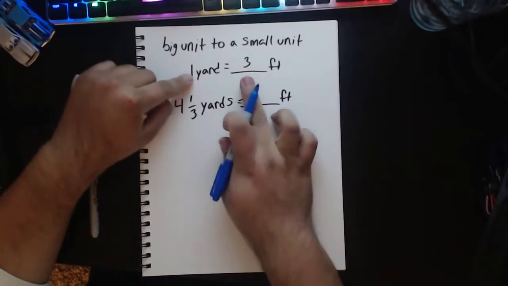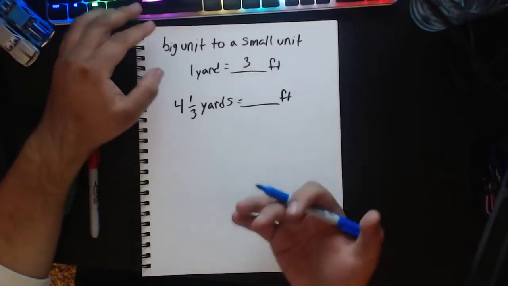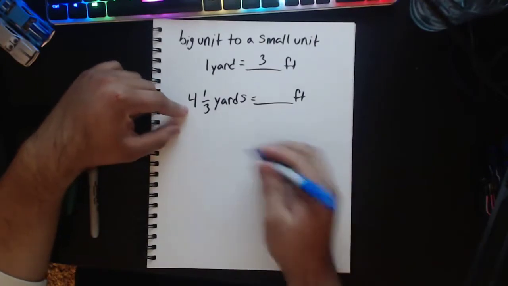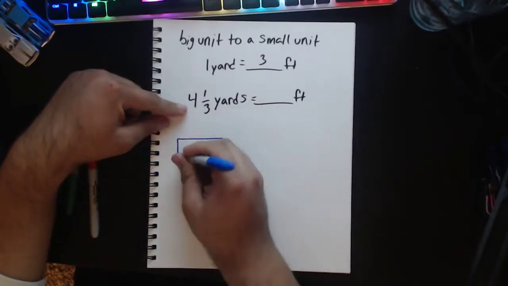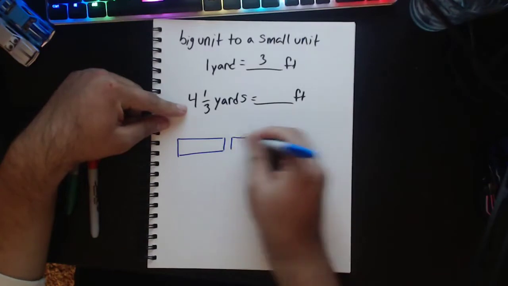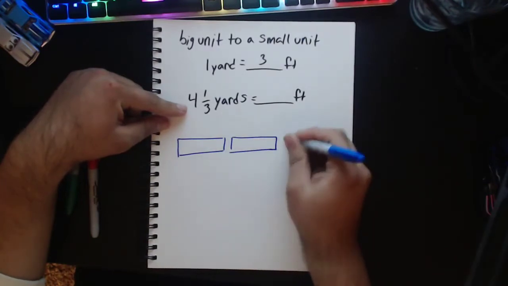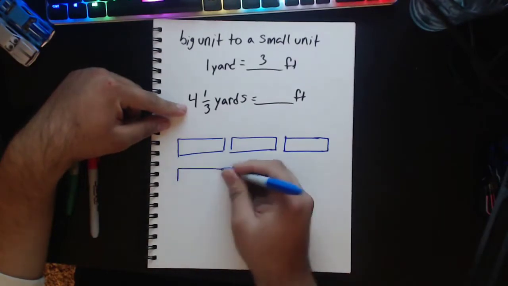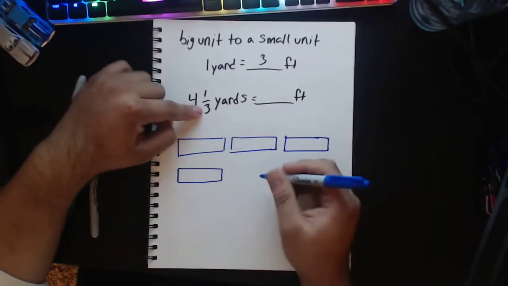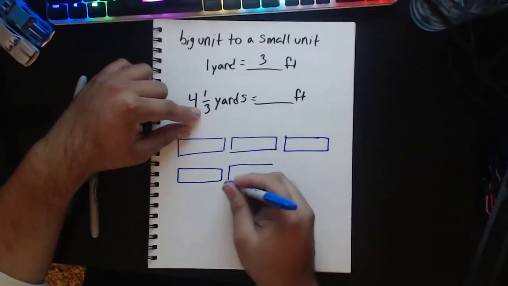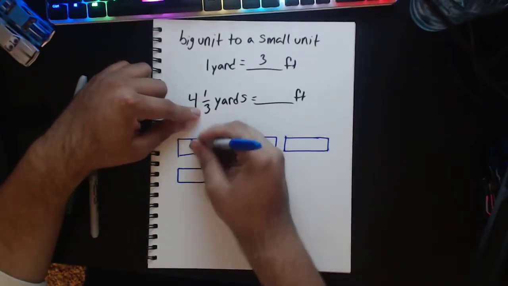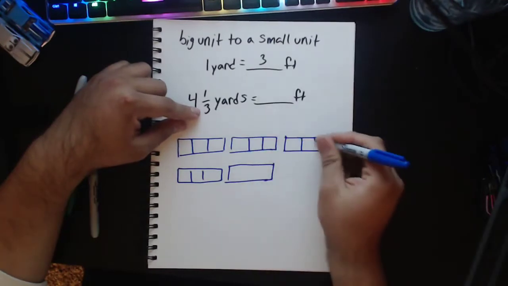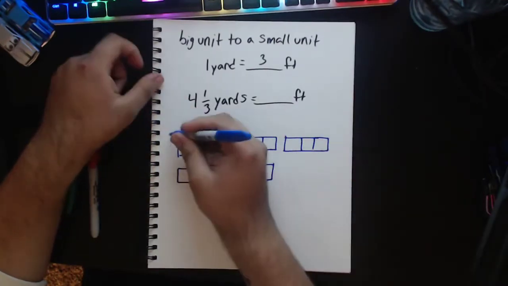Well, we know that in 1 yard we have 3 feet. So let's draw what that tape diagram will look like. Well, we have 4 yards, which is 4 wholes, which means I'm going to have 4 tape diagrams. And then we have some yards, so I'll draw another tape diagram. So here's 1, 2. That was my first step.